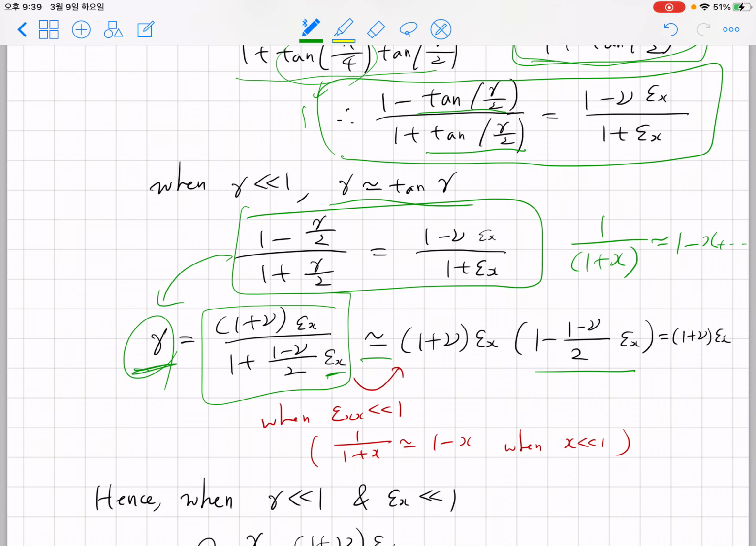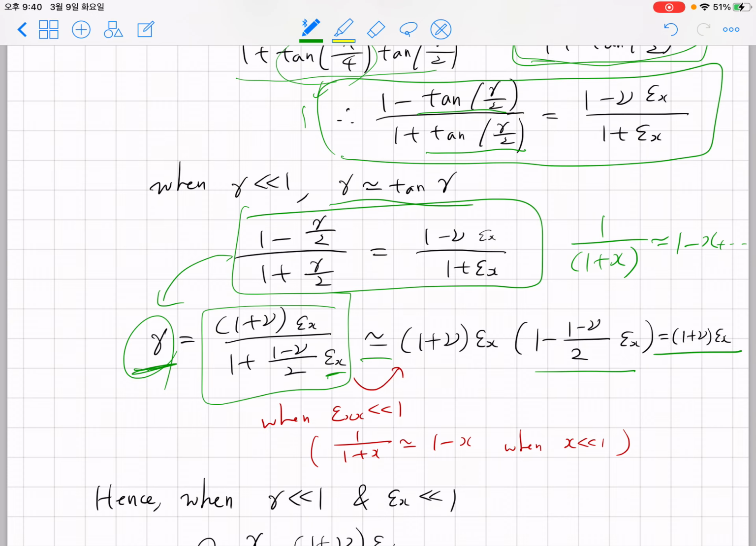Okay, then you can rewrite gamma in terms of epsilon x after removing all second order terms like the epsilon x square term. Then you're gonna end up having gamma equal to 1 plus nu multiplied by epsilon x. Okay, so one complexity that some of you may feel is, if you didn't study freshman calculus very well, you're gonna get confused in many different places.